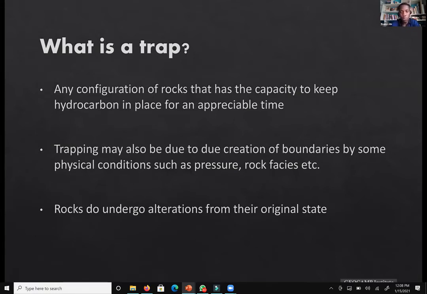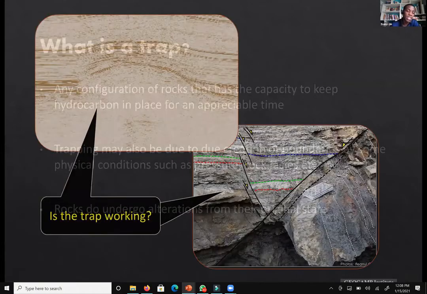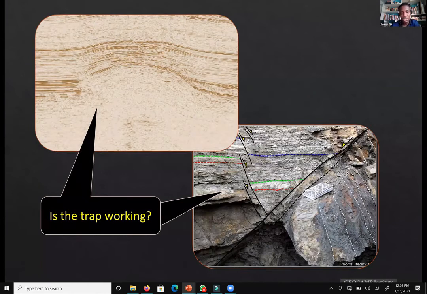So is the trap working? When we ask this question, what comes to mind is thinking about everything that makes this trap a success or not. So this is just to show you a simple example of some gentle thrusted anticline in this case. I'm familiar with things like this, so yeah, I know it's a thrusted anticline. Some people might argue it's some detachment fault, but the key thing is that this is an example of what can create a trap.